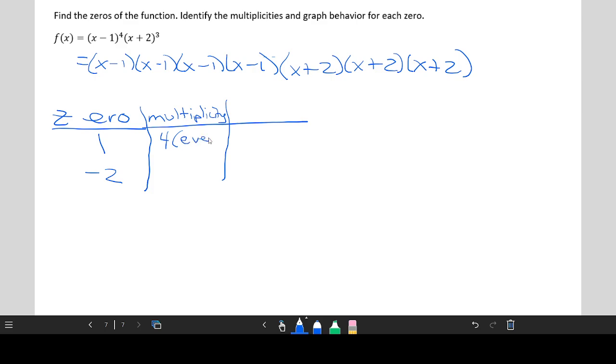And so since it has an even multiplicity, then on the graph it's going to touch the x-axis without crossing. Remember, even multiplicity, think y equals x squared. It touches the x-axis but doesn't cross it.